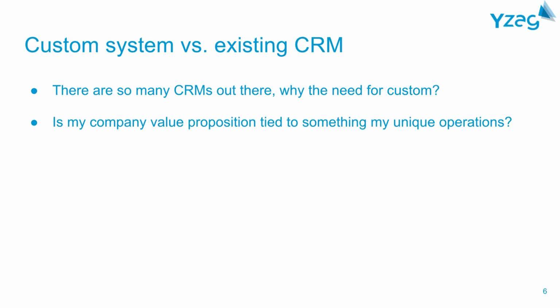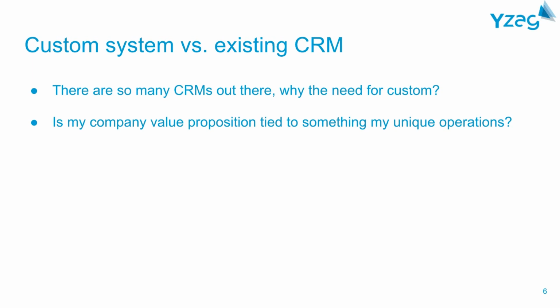So the real question is, my value proposition is what makes my company unique. Is that something that has to do with my operations, with the way I execute, with the way we do things internally, with the way that one leads to two, leads to three, leads to four? If the answer is yes, the next question is, do you want to scale? Do you want to grow? Do you want to rapidly grow?